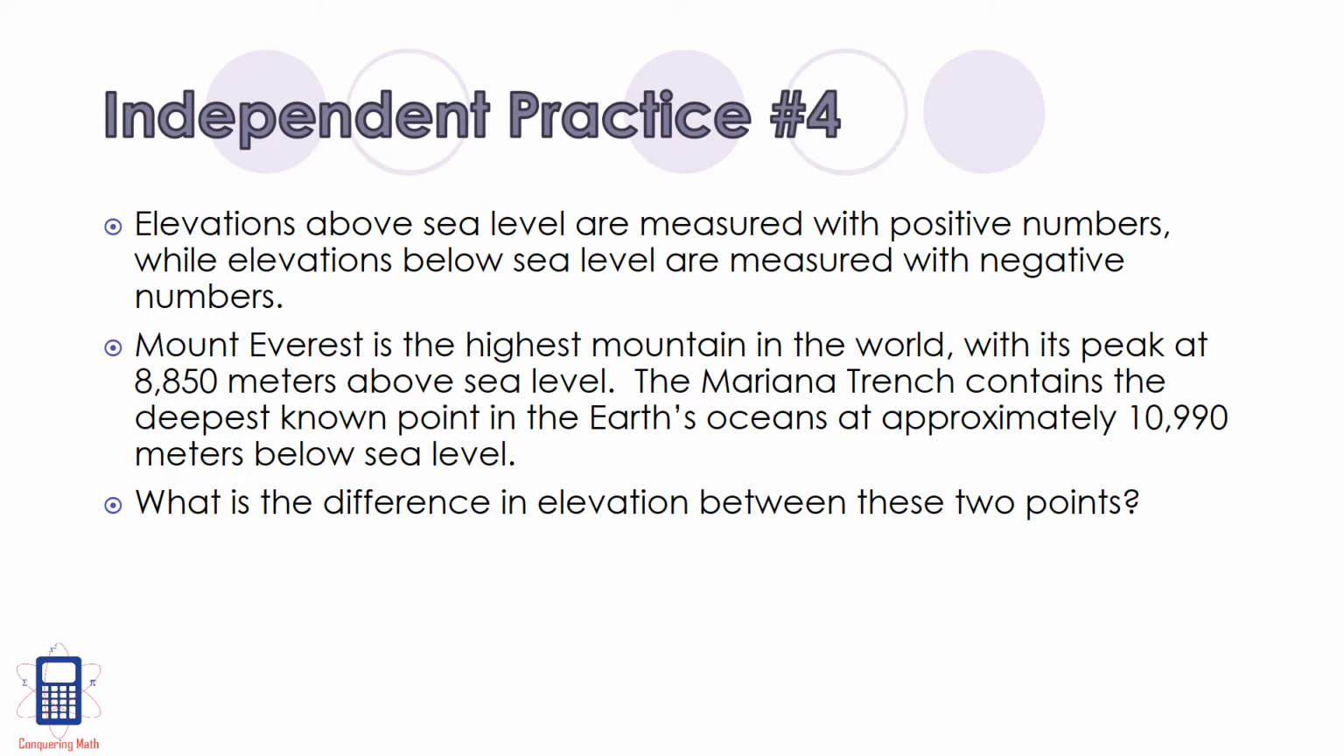As usual, we'll wrap it up with a real-world problem. Elevations above sea level are measured with positive numbers, while elevations below sea level are measured with negative numbers. Mount Everest is the highest mountain in the world, with its peak at 8,850 meters above sea level. The Mariana Trench contains the deepest known point in the Earth's oceans at approximately 10,990 meters below sea level. What is the difference in elevation between these 2 points?